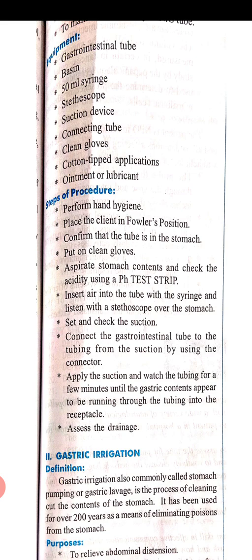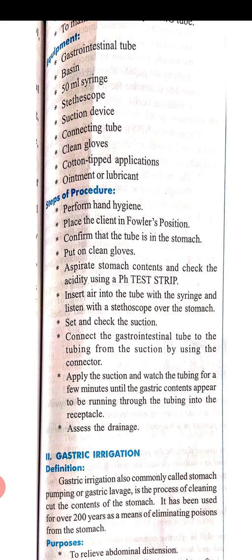Then the inserted tube is inflated by inserting air through the syringe, so we can easily hear the sound through the stethoscope placed over the stomach. Then set and check the suction. Connect the gastrointestinal tube to the suction machine, by which we release any secretions in the tube. Then apply the suction and watch the tubing for a few minutes until the gastric content appears, running through the tubing into the receptacle.